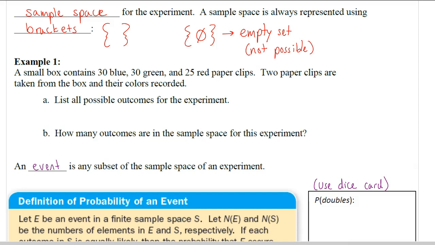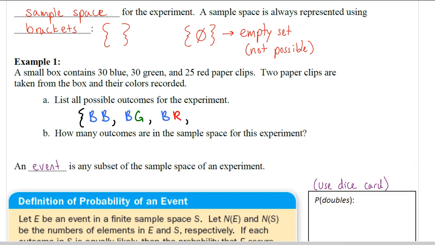So for example, since we're going to list the possible outcomes, we're going to use those fancy brackets because we're coming up with what we call a sample space. So one of the possible outcomes would be we could get 2 blue paper clips, because there's no rule saying we can't have the same. So we're just randomly selecting 2 paper clips, and we could have 2 of them that are blue. Now we could have one that's blue and one that's green. We could also have one that's blue and one that's red.